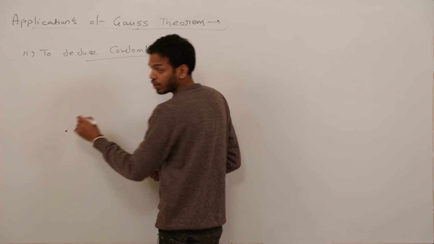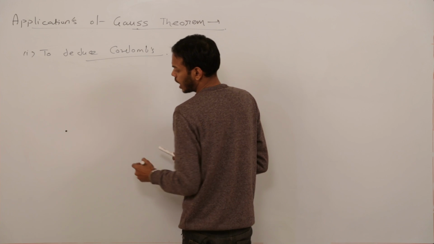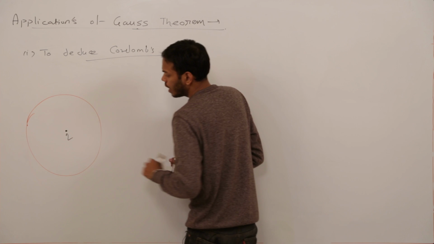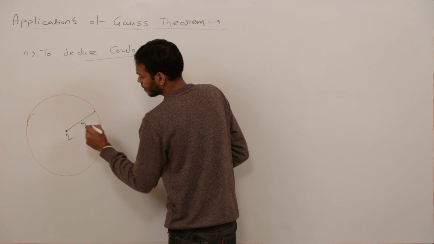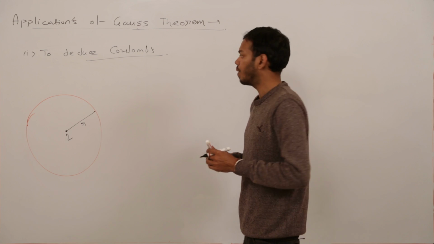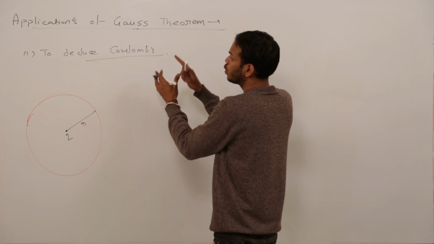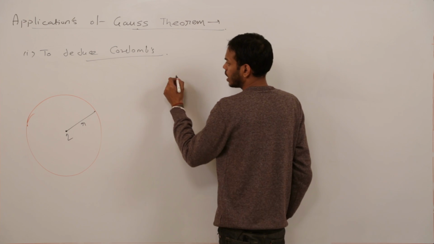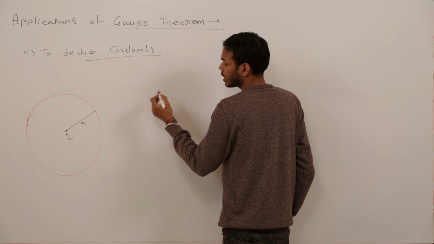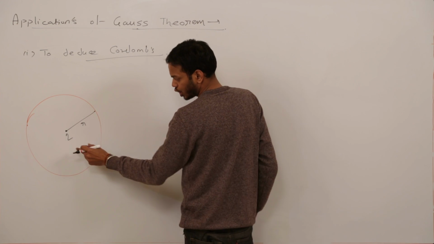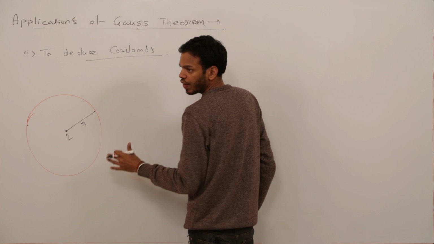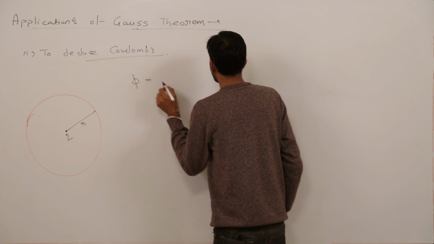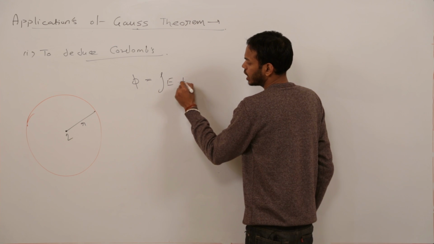Consider a charge q. This would be my introductory line. Consider a charge q having Gaussian surface spherical of radius r. What is the first step I would do to use this application? First, I'll find the value of E dot ds, that is the value of flux. Consider a charge q having Gaussian surface spherical in nature of radius r. Let total flux from the charge be given by E dot ds.